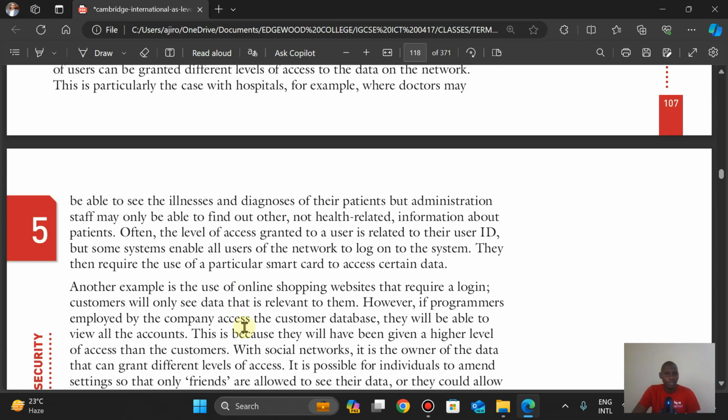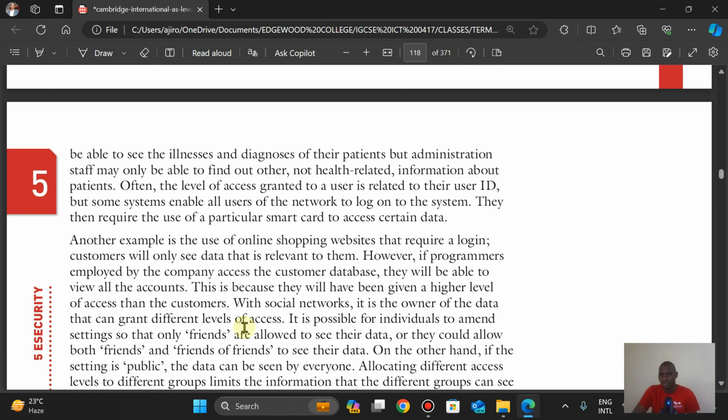Okay, now another example is the use of online shopping websites that require a login. Customers will only see data that is relevant to them. However, if a programmer employed by a company accesses the customer database, they'll be able to view all the accounts. This is because they have been given a higher level of access than the customers.